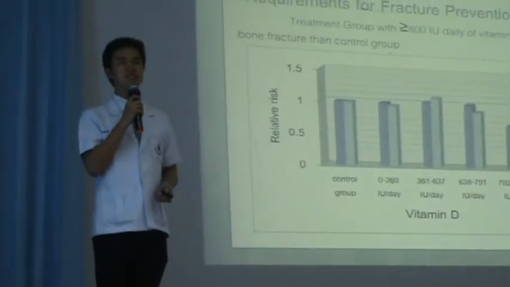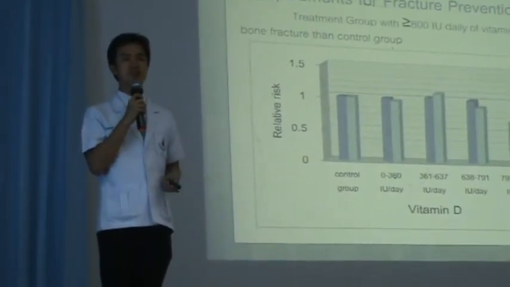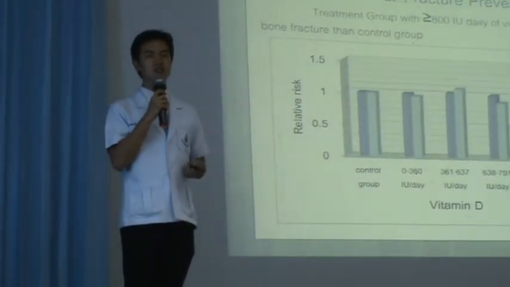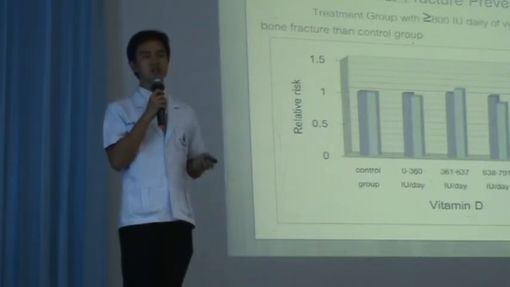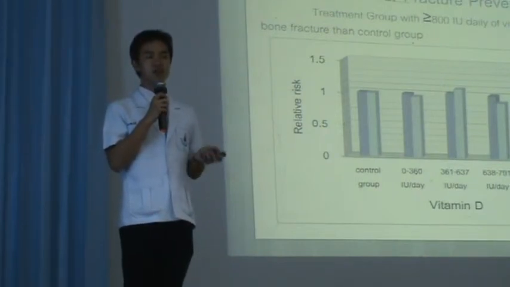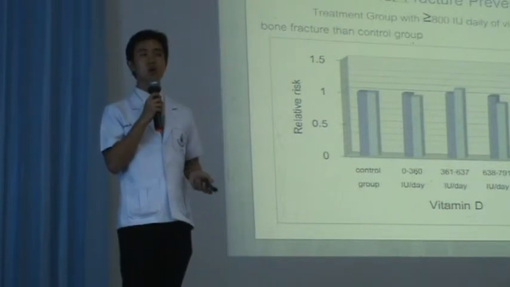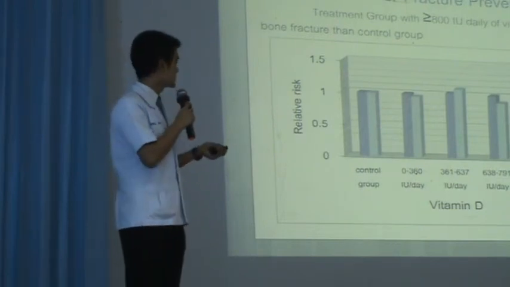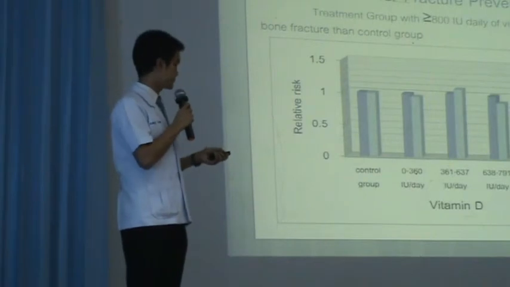From the primary analysis, comparing actual intake, there is a 30% reduction in the incidence of hip fracture at the highest level in the treatment group as compared with the control group. There is no reduction in the risk of hip fracture at any actual intake level lower than 792 IU per day. So we have to treat with vitamin D at more than 800 IU per day. It can decrease the risk of bone fracture.